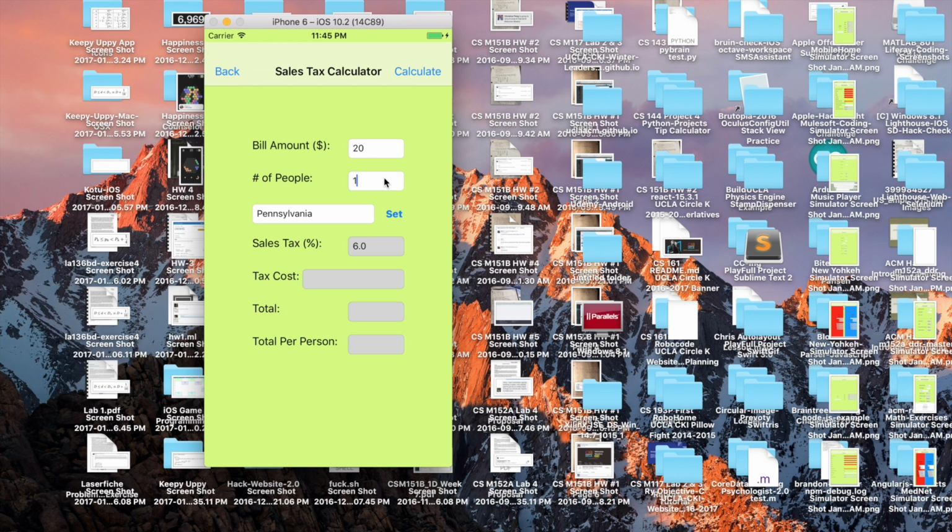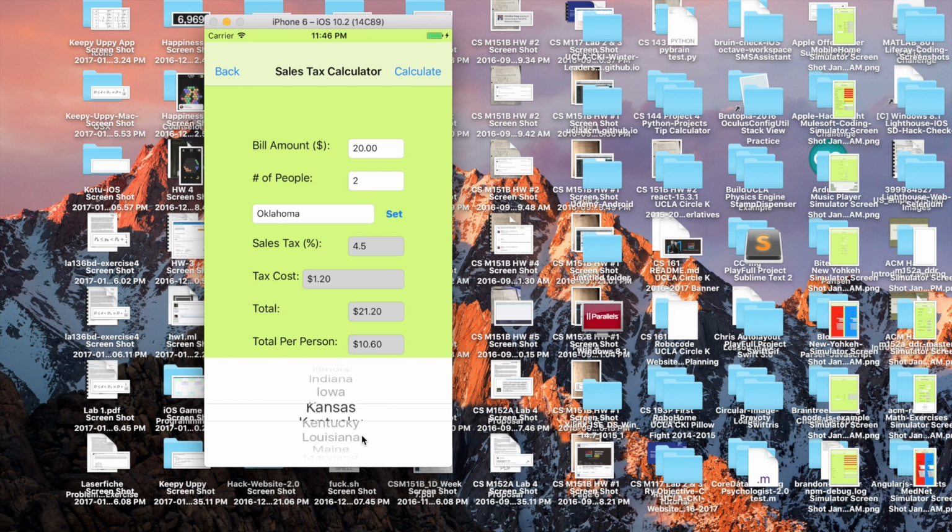two people are happening to split the bill. So let's see exactly what happens there. We learned that the tax cost is $1.20, and the total is $21.20, and each person has to pay $10.60. So we could also figure out the values of other states.